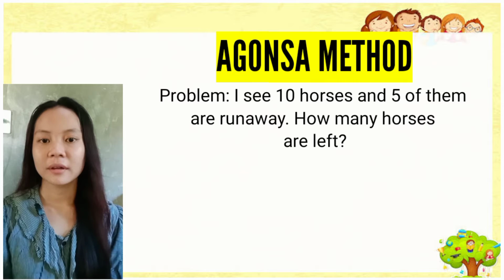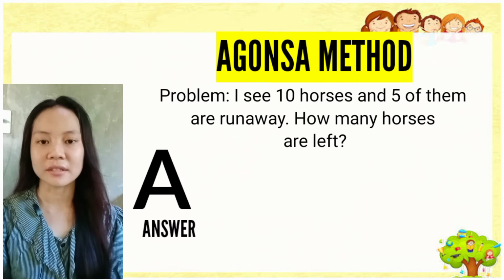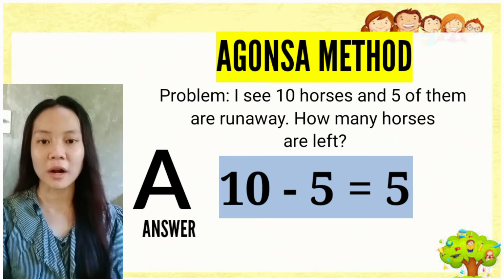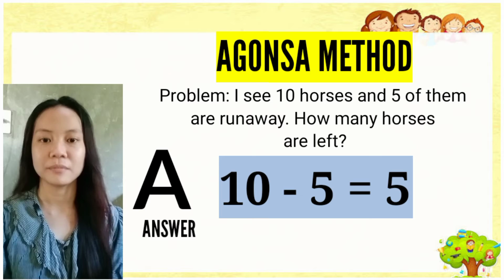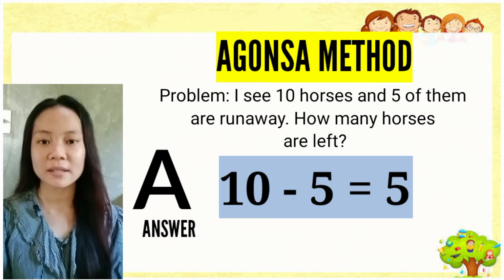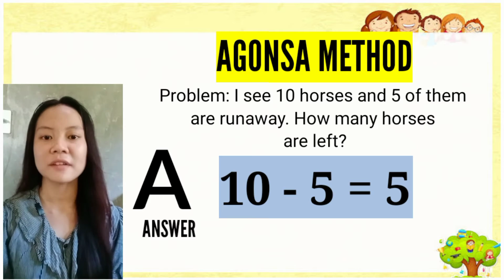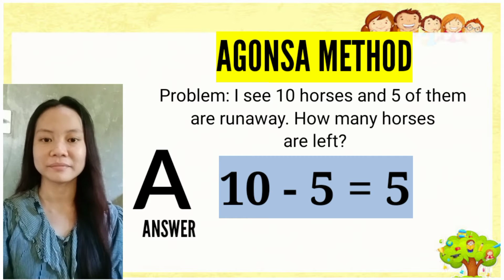So, next is the answer. If we subtract 5 from 10, the answer will be 5. So, the horses left are 5. So, the answer is 5. Did you understand, kids? So, I have another example.